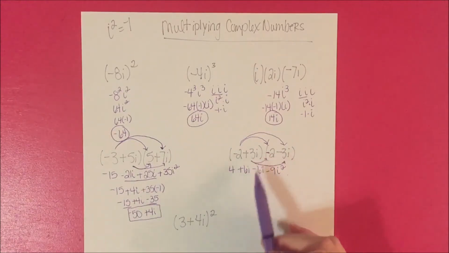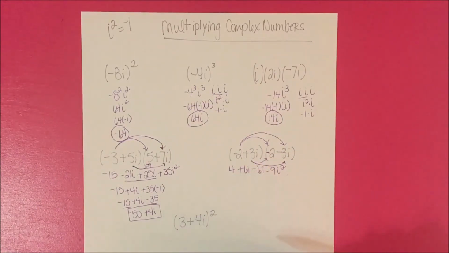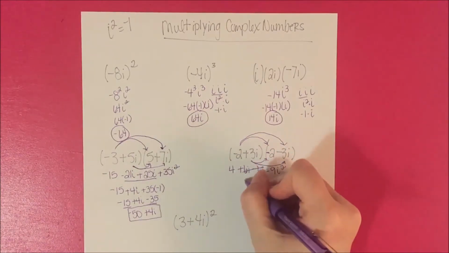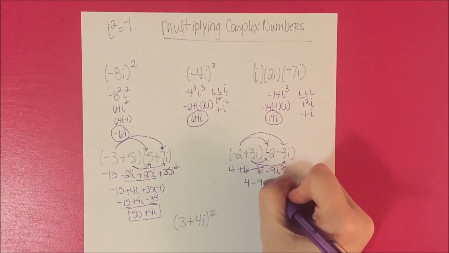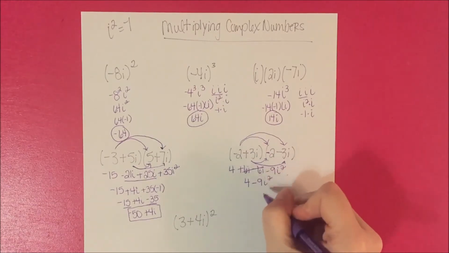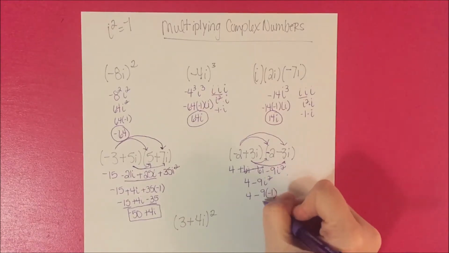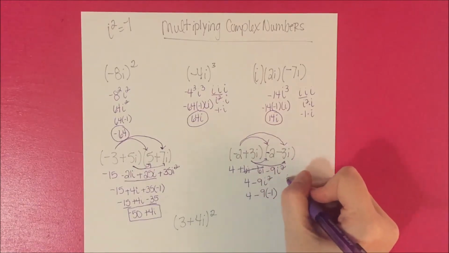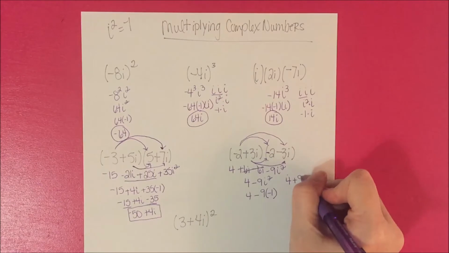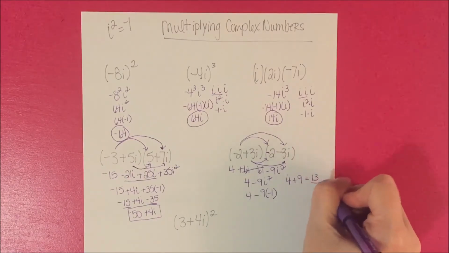These two should always cancel each other out. So I have plus 6i minus 6i. These guys go away. So I have 4 minus 9i squared. i squared is going to become -1, which means this is going to become positive 9. So this will be 4 plus 9, which is 13.